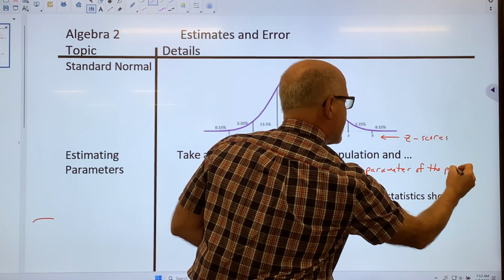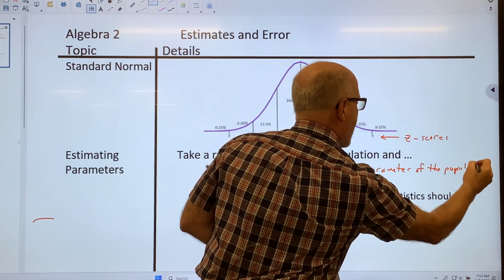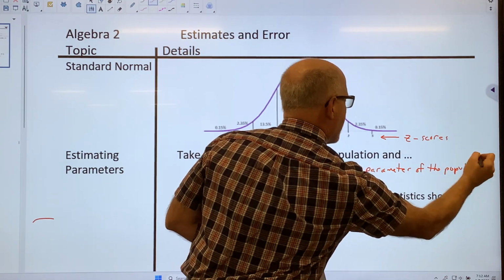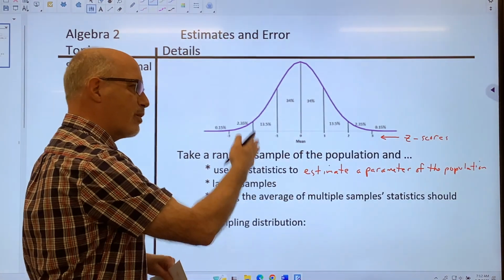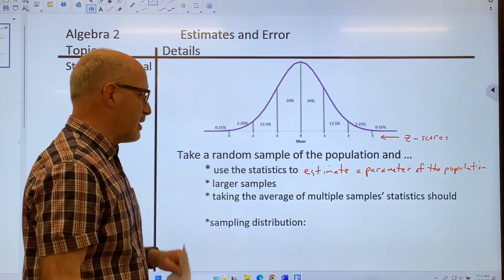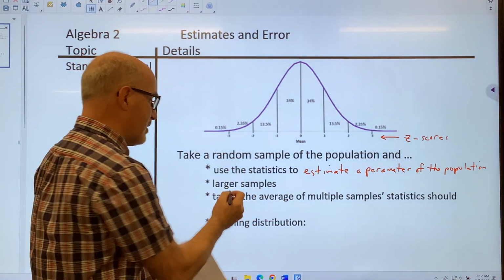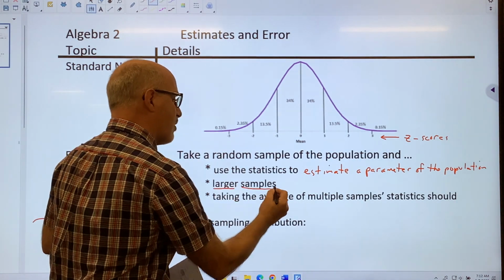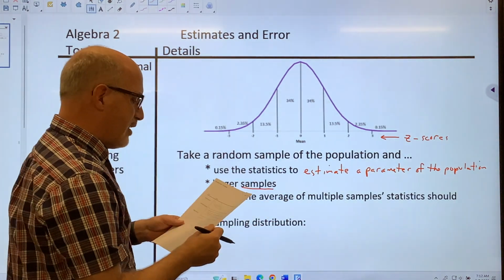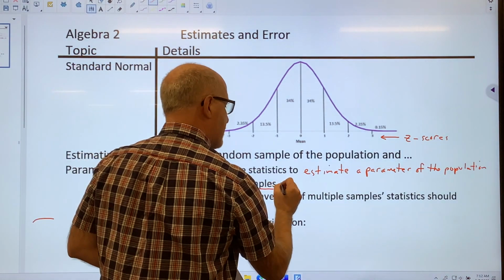Remember, statistics are with the sample, they estimate the parameter which goes with the entire population, the actual value. Now, if we find larger samples, and you've got to really emphasize this, the larger our sample, that usually leads to a better estimate.